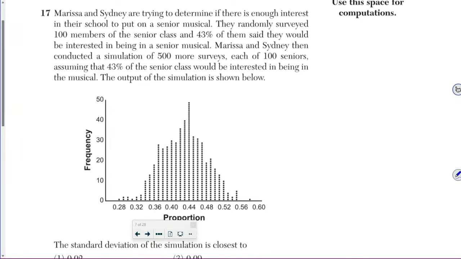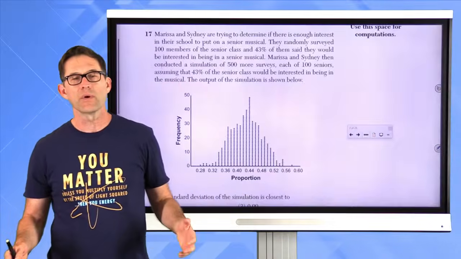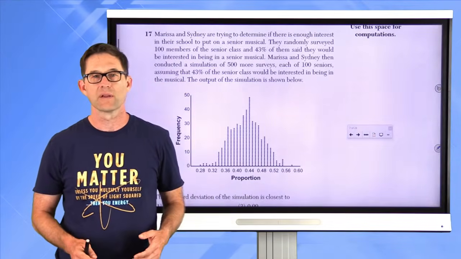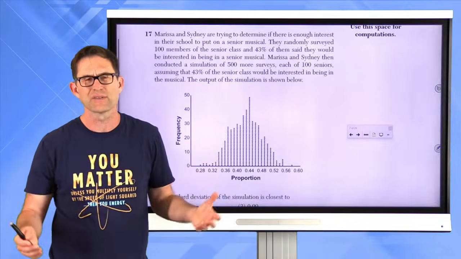Marissa and Sydney then conducted a simulation of 500 more surveys, each of 100 seniors, assuming that 43% of the senior class would be interested in being in the musical. The output of the simulation is shown below. Again, this is interesting. We're going to run into simulation a few times on this particular test, so just understand the bigger picture here.